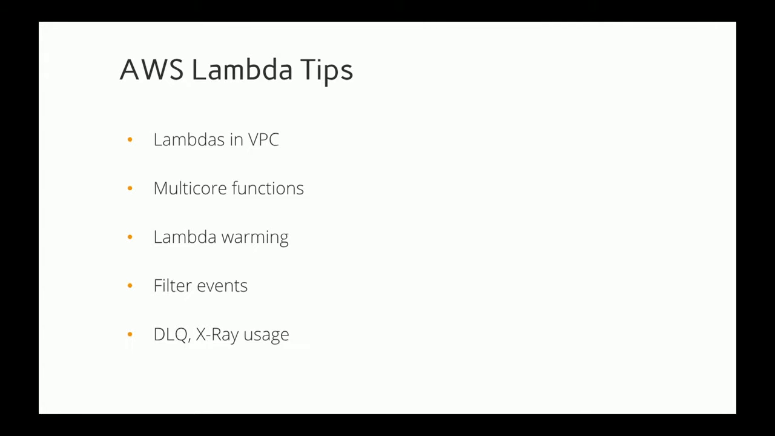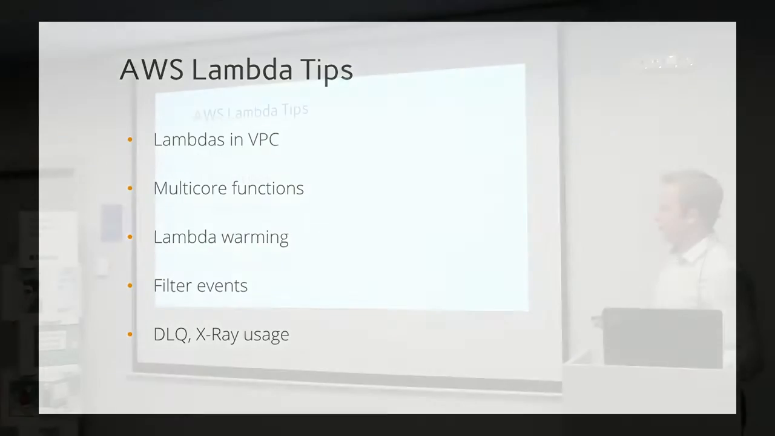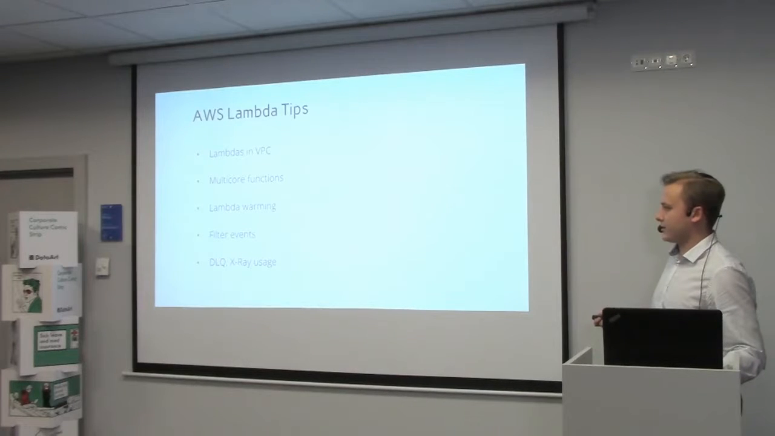The next tip is Lambda warming, and it's commonly used. The idea is to keep the Lambda inside the warm-up period and not give the cloud provider a chance to remove your code. You could do it with CloudWatch events or probably with prior options requests if your Lambda is built as a REST service. Also, one of the common issues inside of a code is bad event filtering.